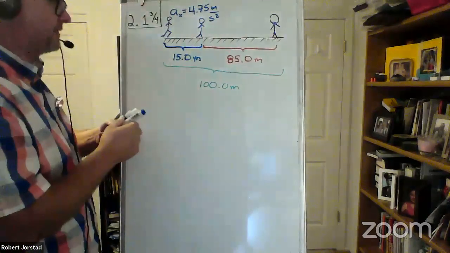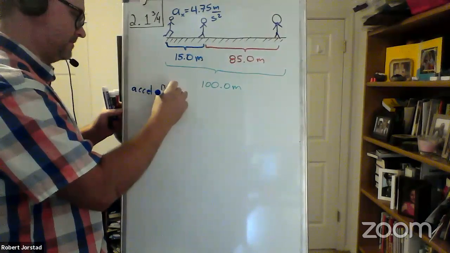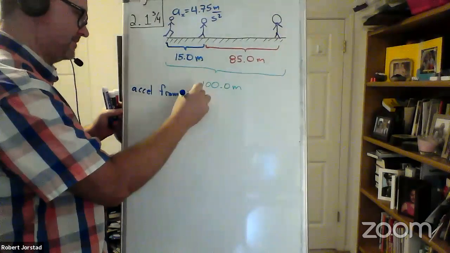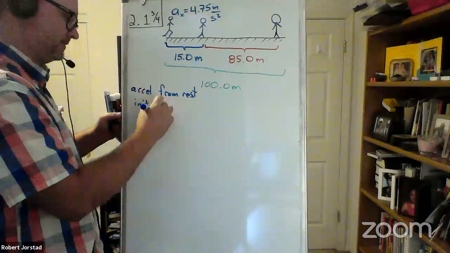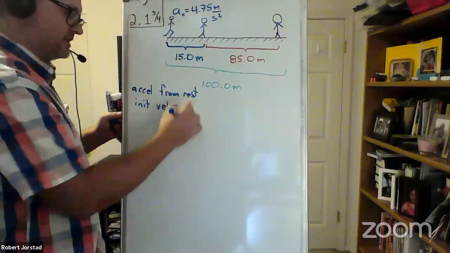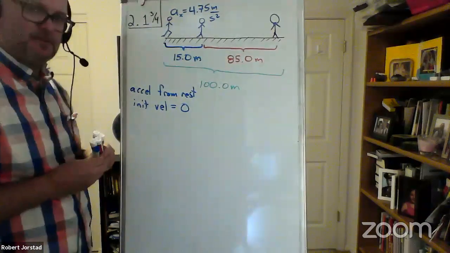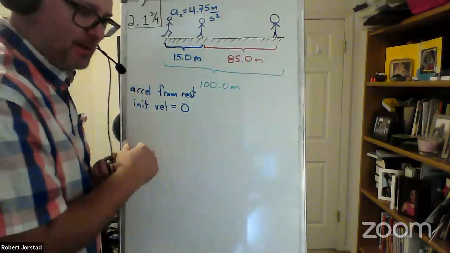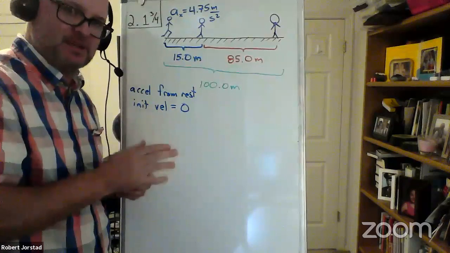She's accelerated from rest. Well, that means the initial speed, or the initial velocity, is equal to 0. Okay. And then lastly, there was a comment made where this person finishes the race at the top speed.